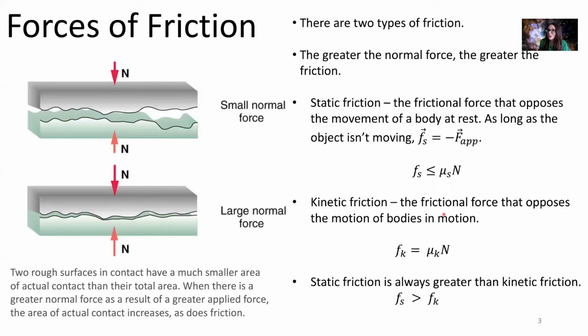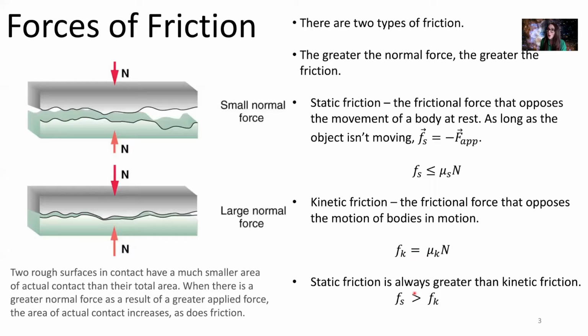Now, kinetic friction is the frictional force that opposes bodies in motion. The coefficient of kinetic friction is almost always going to be less than the coefficient of static friction. And the kinetic friction force is equal to the coefficient of kinetic friction times the normal force.